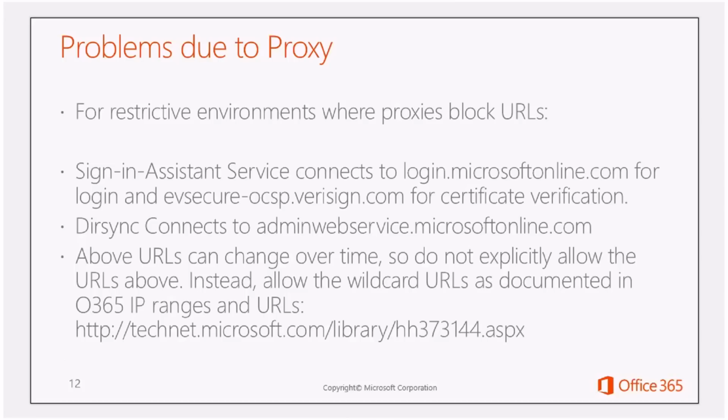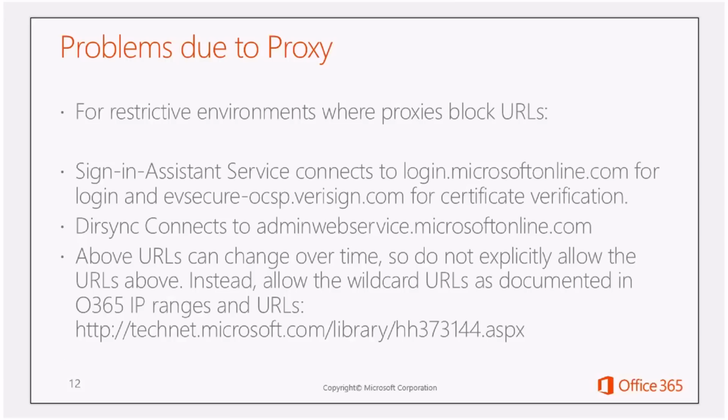So again, if you also have proxy servers that block specific URLs and your security teams are asking what URLs are required for DirSync to do its job against Office 365, a network trace will tell you that DirSync is trying to get the logon to MicrosoftOnline.com, and also to validate the certificate at the other end that's issued by VeriSign, which may change in the future, maybe to GoDaddy, Cybertrust, or who knows.